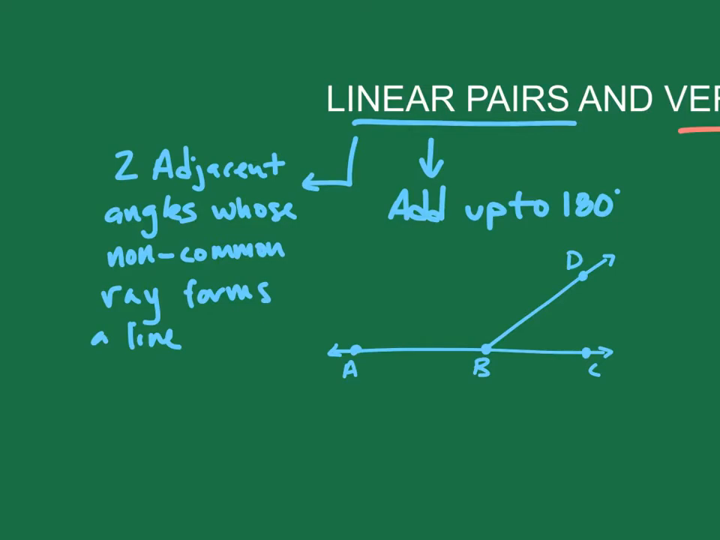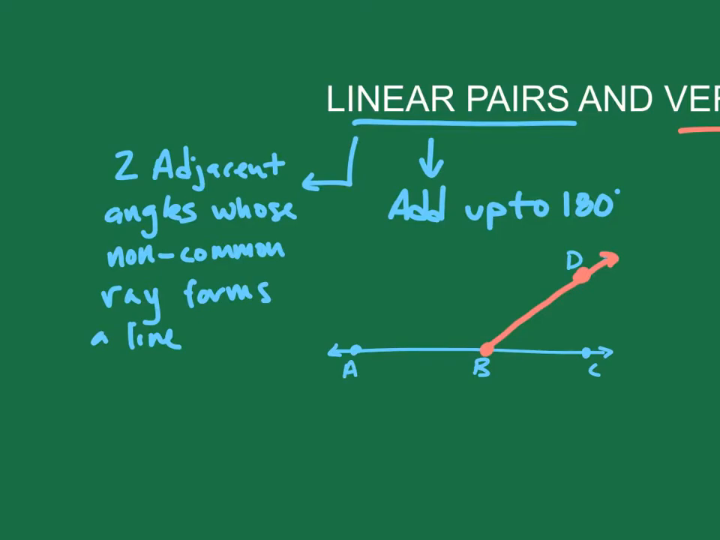So, when I talk about linear pairs, we know that these are going to add up to 180 degrees, okay? And what it is are two adjacent angles. Adjacent means next to, whose non-common ray forms a line. So notice what I have here. I have one angle, angle ABD, and I have angle DBC. Notice how these angles have a common ray, that ray BD, okay?